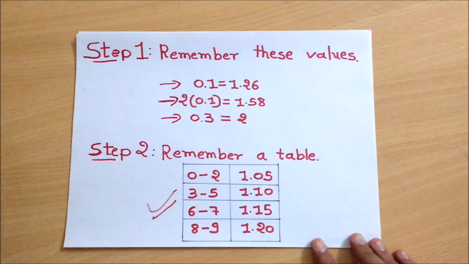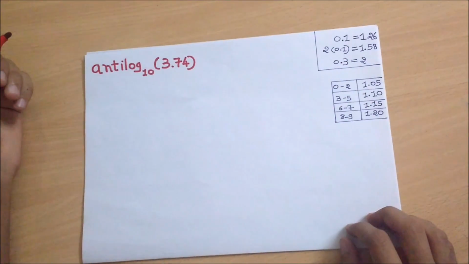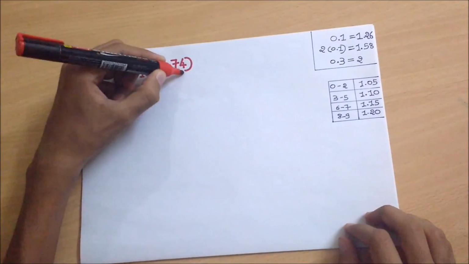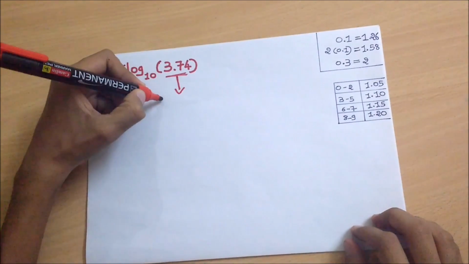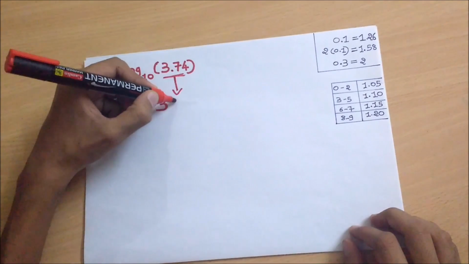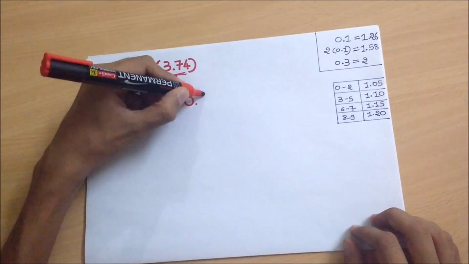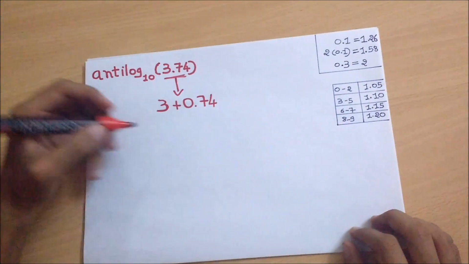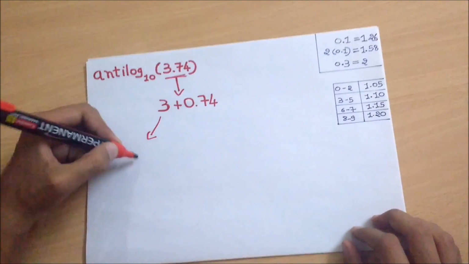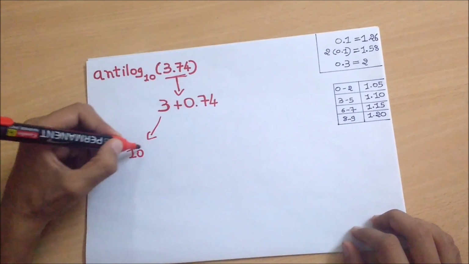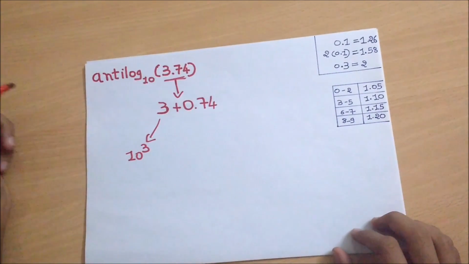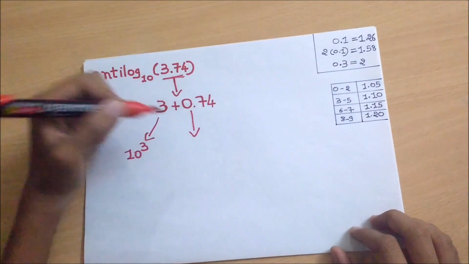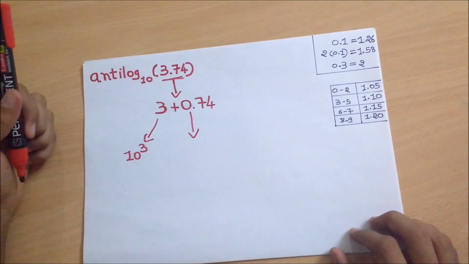Now let's move to our first example. Antilog of 3.74. First we will break 3.74 in a few parts, that is 3 plus 0.74. We can directly replace 3 with 10 raised to 3. Now we will try to break the remaining part with 0.3 as much as possible.